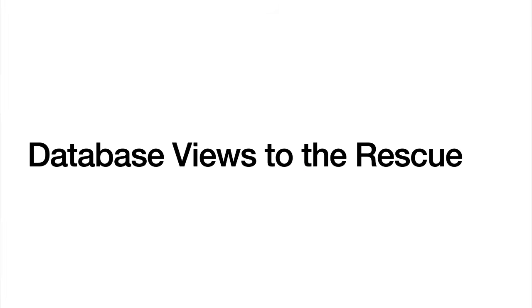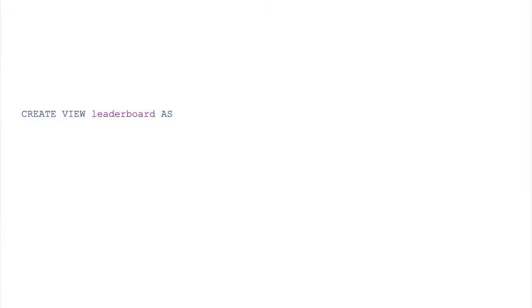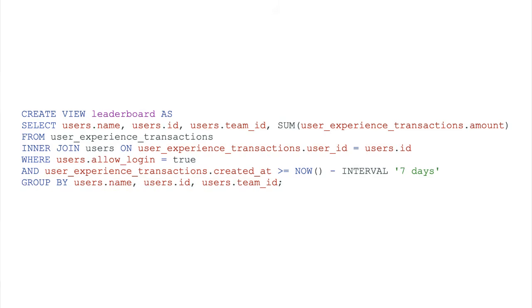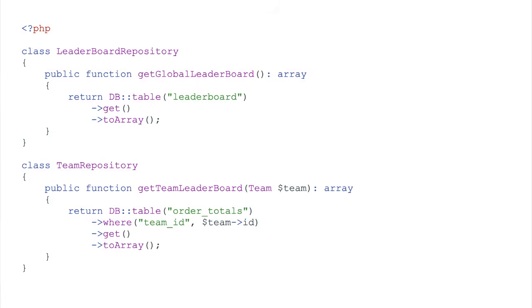So at a very basic level, database views are basically a saved query that acts like a virtual table. You define the view once, and then you can select from it just like any other table. Here's an example of how we can create a view that solves our duplication problem. And now within our code base, we can have those repositories pull from the same view, but then only filter out which data that they want.